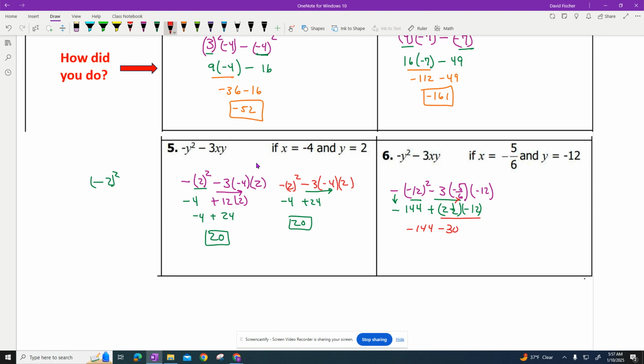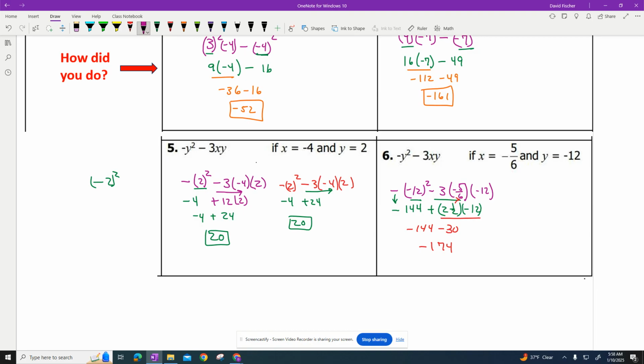Now there's my last part of the problem. I got a negative 144 and a negative 30. I know I'm going to have a bunch of negatives. That guy was already in my calculator, so now I'm going to say minus 30. And I get a minus 174.